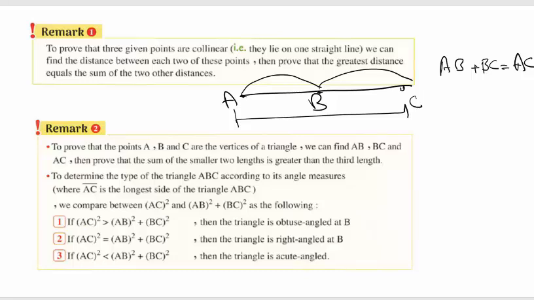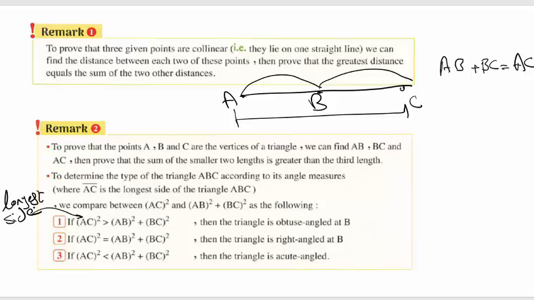What about determining the type of triangle according to its angles? We said before how to determine the type of triangle according to its sides: equilateral, isosceles, and scalene. Now, according to its angles, I have to find whether it is an acute angle triangle, an obtuse angle triangle, or a right angle triangle. First of all, you should find the length of the 3 sides. After that, you will proceed as follows. The biggest side is not necessarily AC. Here I'm asking you to measure the longest side.